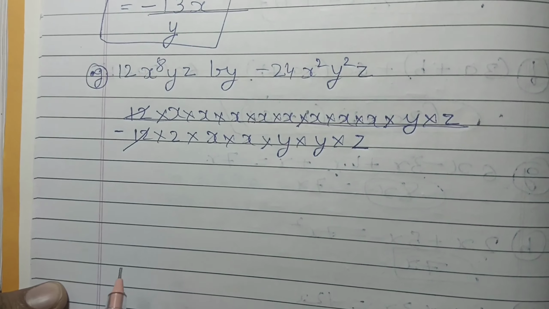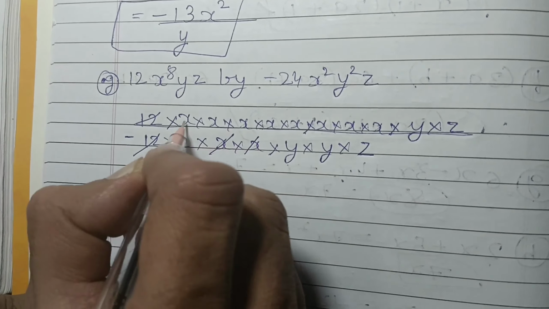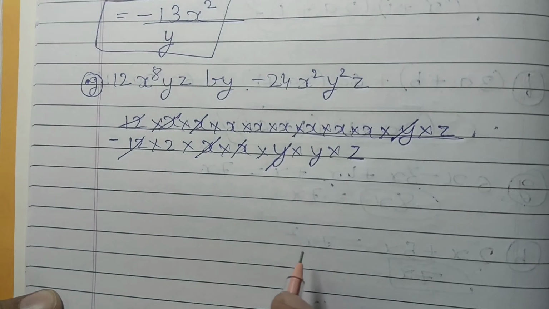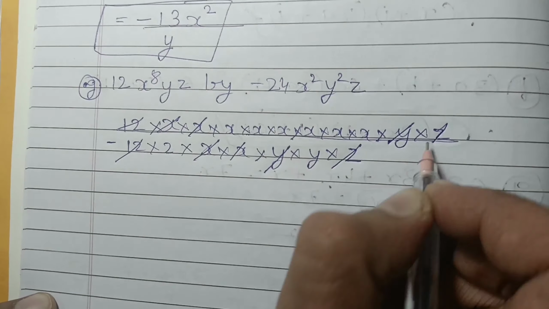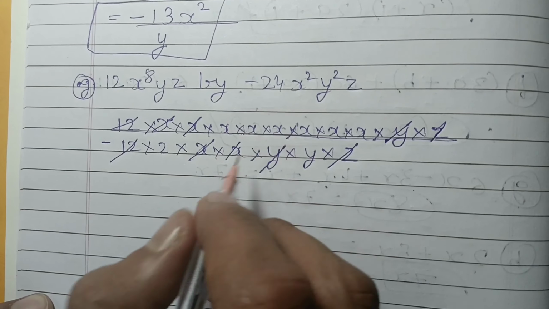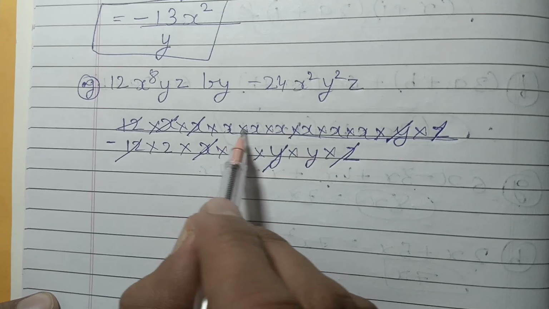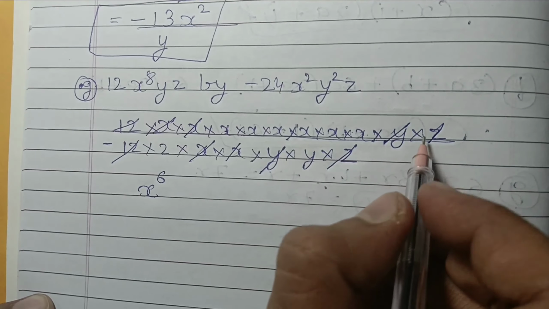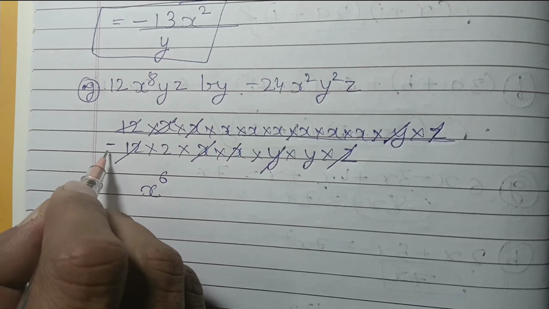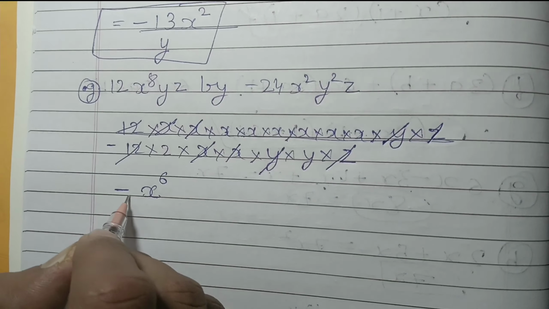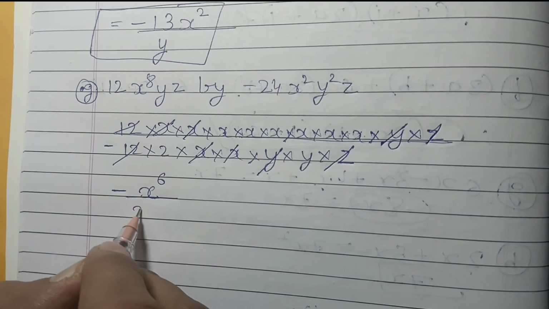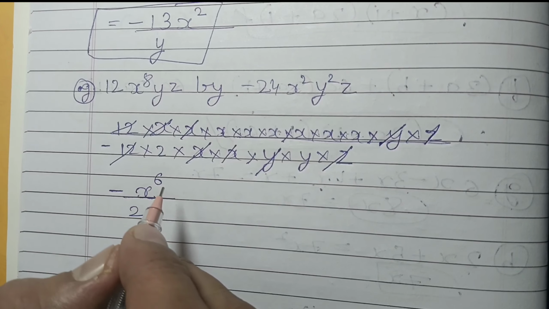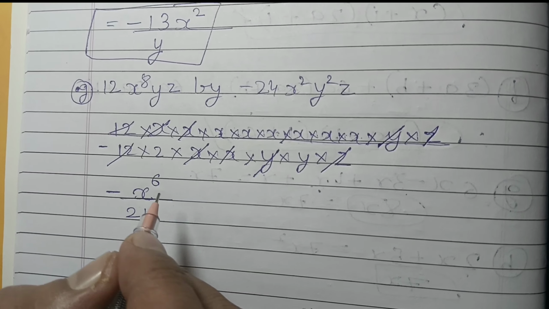12 will be cut by 12, x we will cut for 2 times, y will be cut for 1 time and z will be cut. So the remaining term for the numerator will be, x is remaining for the 6 times, so we'll write x to the power 6, and here minus is remaining, so we'll put minus and divided by 2y. So this is our answer.